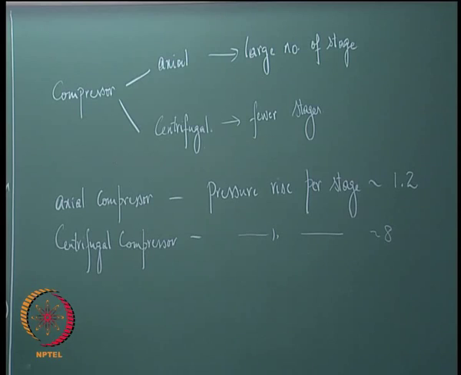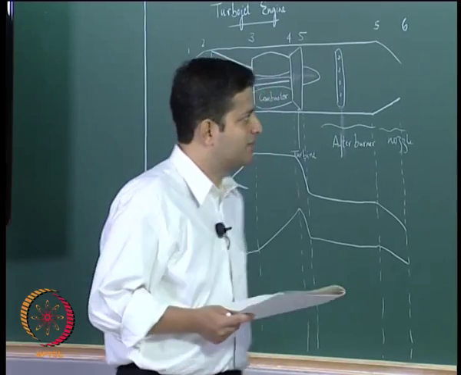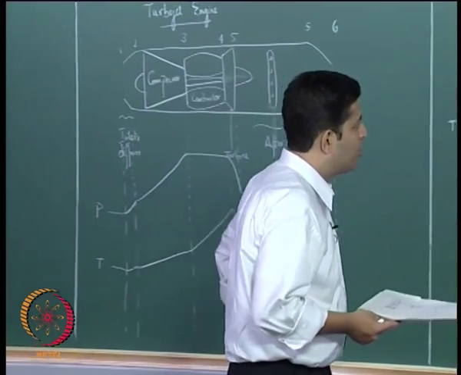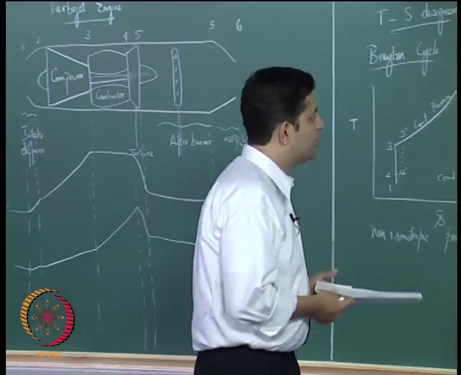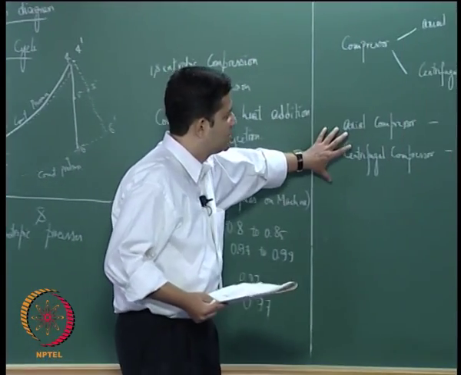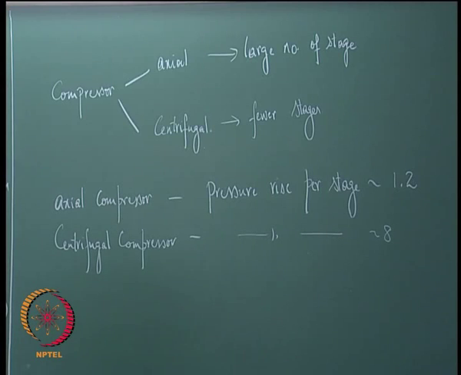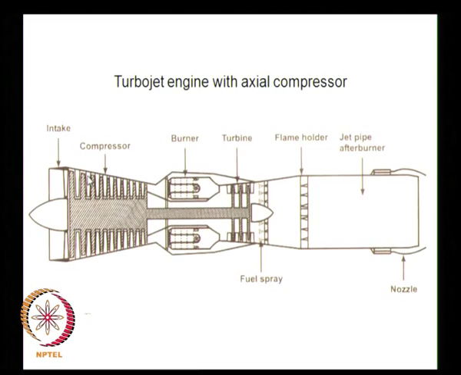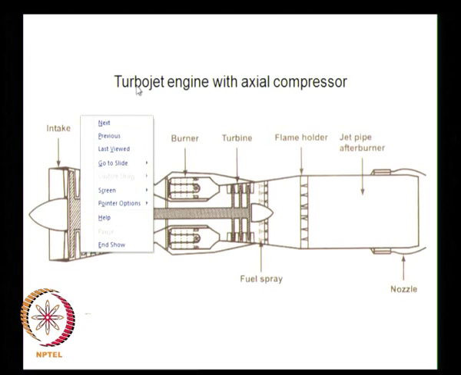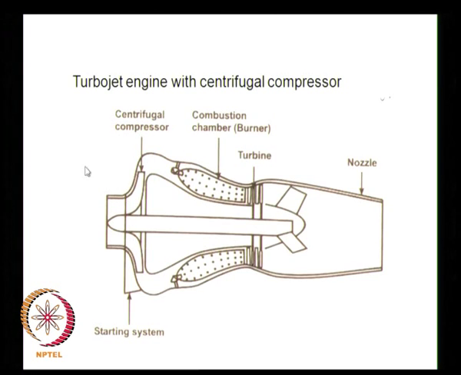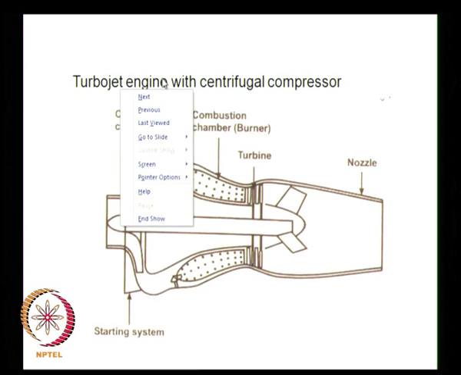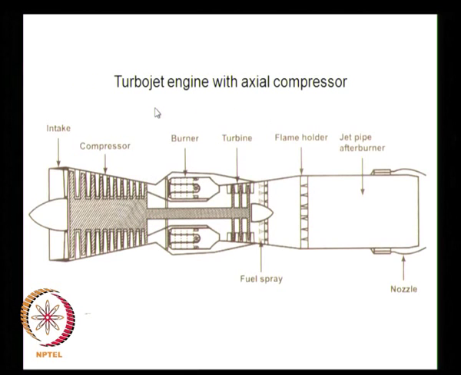Now, is that all the difference, or is there something more to it? Typically, most modern engines would go with axial compressors because they require a smaller frontal area. If you look at the figure here, this requires a smaller frontal area compared to this one, which has a larger frontal area. So one would go with a smaller frontal area because it reduces drag. So axial compressors.